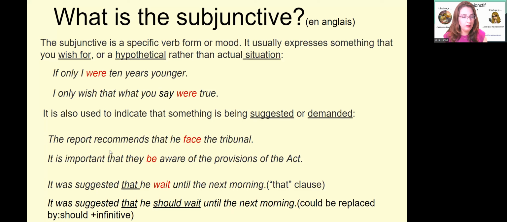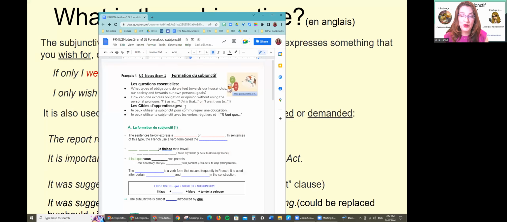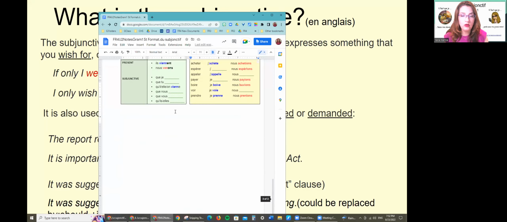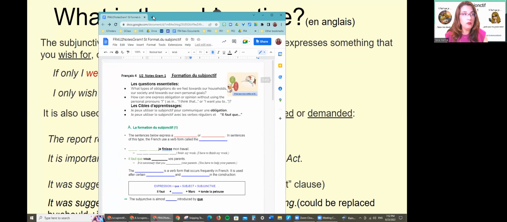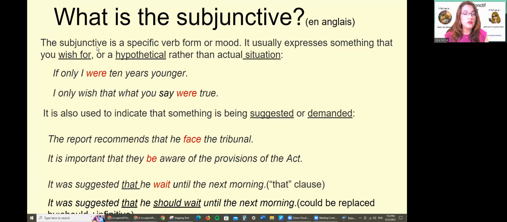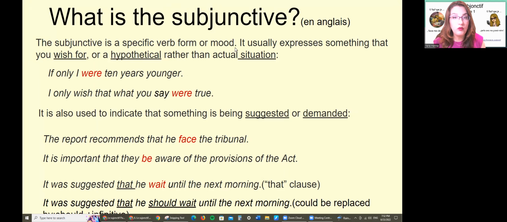What is the subjunctive? More examples. Let's look at this. It's extra explanations that you might not find in the lesson notes that you will be filling out. D'accord? So here are the lesson notes that you will be filling out. This slide that I'm covering now might not be in the slides or in the lesson notes, but you'll need to understand it, okay? It will be very helpful. It's a specific verb form or mood.